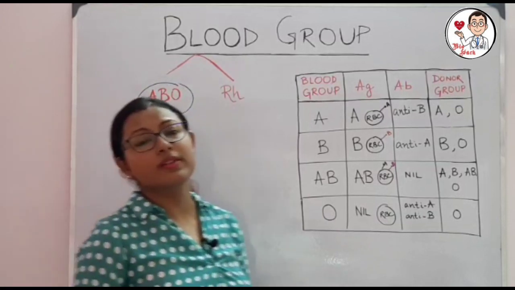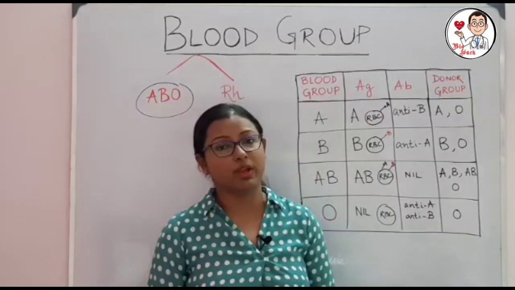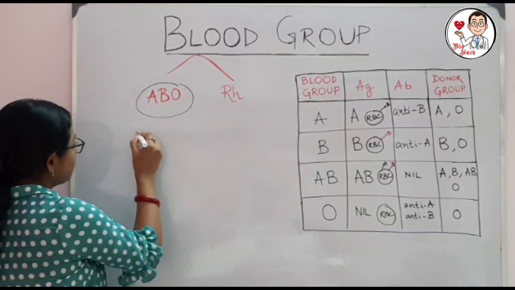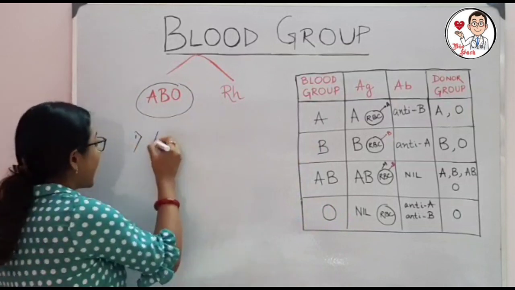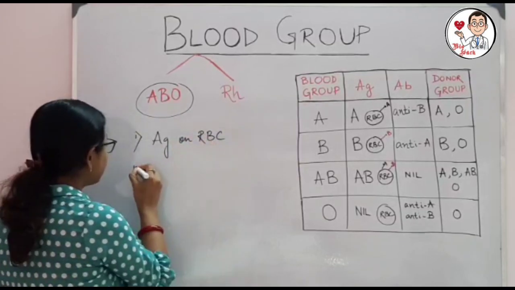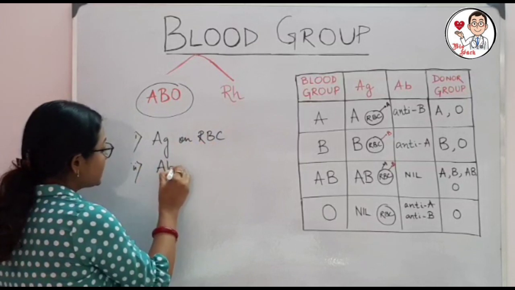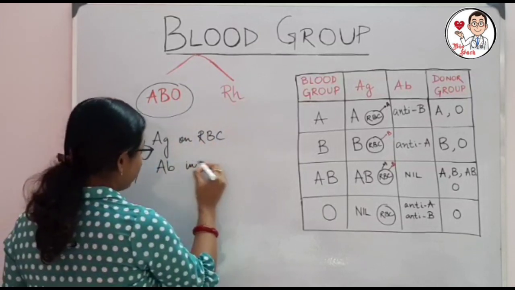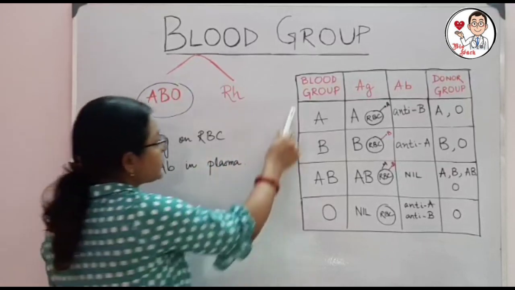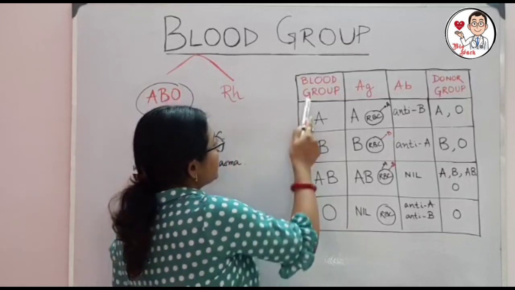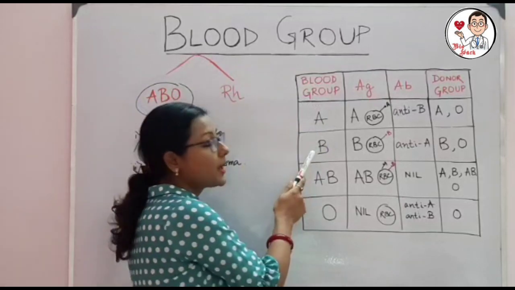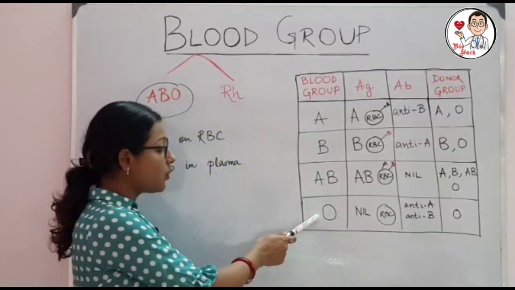Now, have you ever thought why people have different types of blood groups? This is because this ABO system depends upon two things. Number one, the antigens present on RBC, and number two, the antibody in the plasma. Okay, now come to this chart. See, according to the ABO system, the blood groups are of four types: A, B, AB and O.